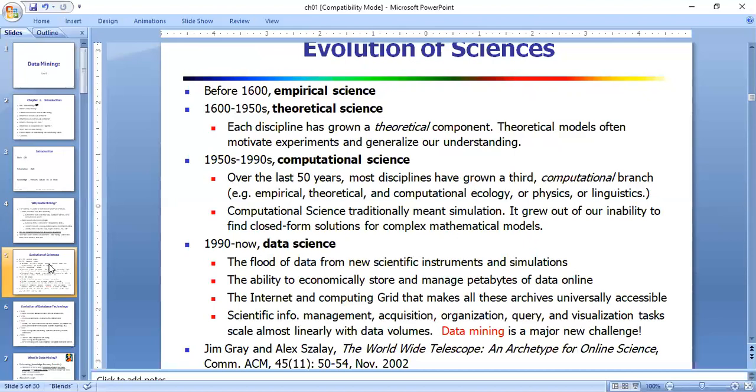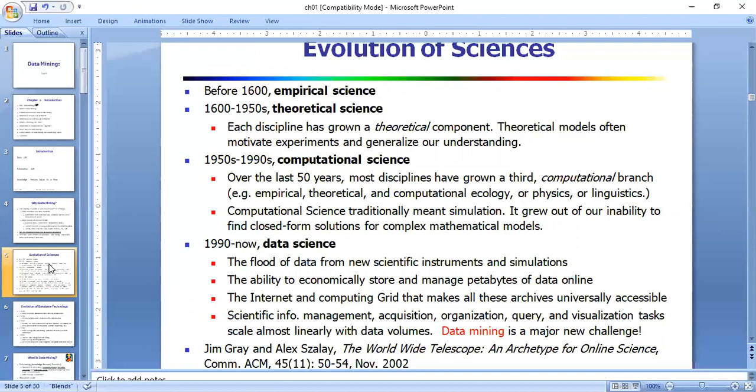If you take it from an evolution point of view, before 1600 it was empirical science, and 1600 to 1950 it was theoretical science. Here each discipline grew in a theoretical, component-wise way, which motivates experiments and generalizes our understanding. The next one is 1950s to 1990s, computational science. Over the last 50 years, most disciplines have grown a third branch: computation. That is empirical, theoretical, and computational ecology or physics, etc.